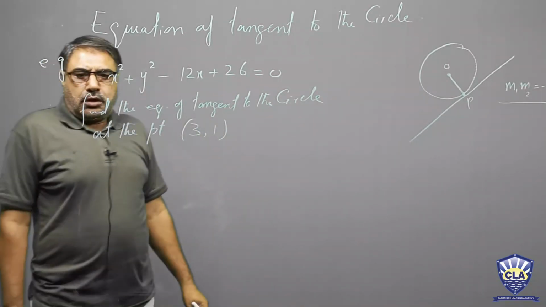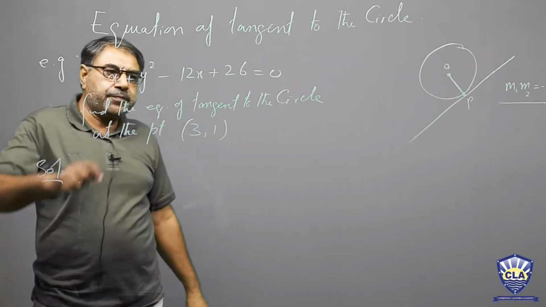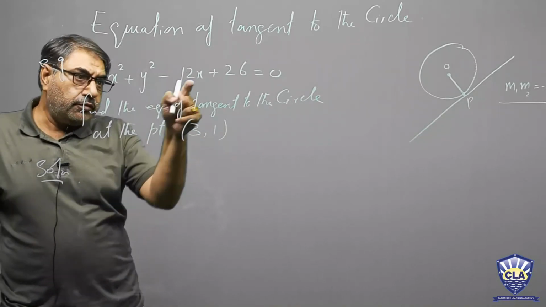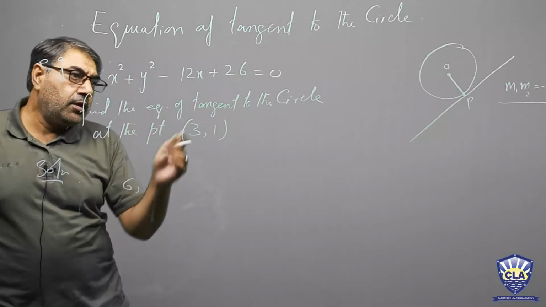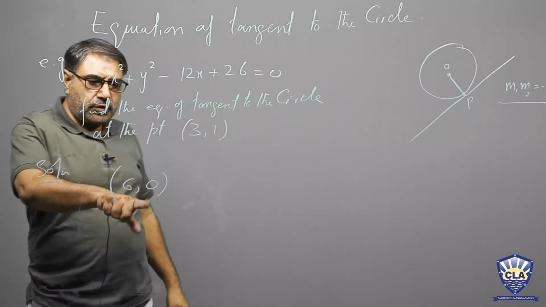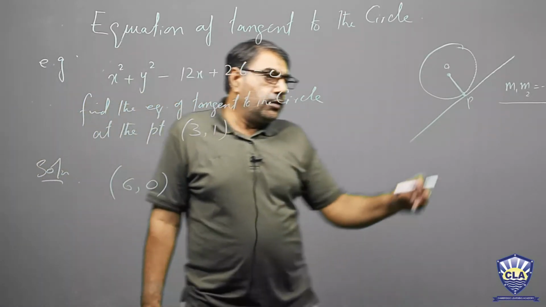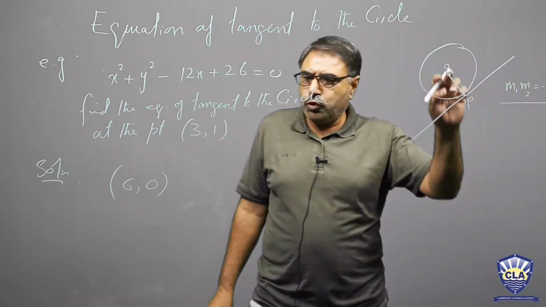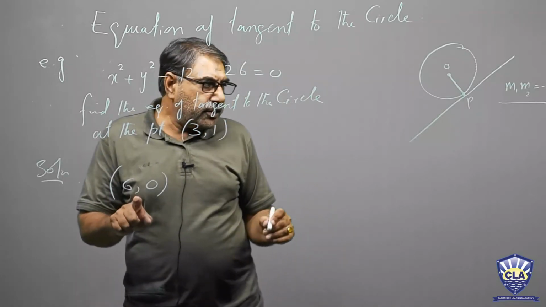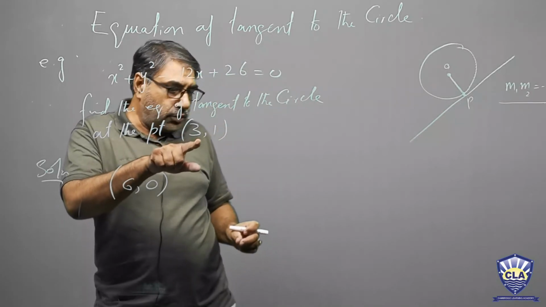Yes. Now solution is, first of all, find the center. Center is: change the sign, divided by 2, 6 comma, there is no y, so 6 comma 0 is the center of the circle. Now what is the radius? Is there any need of radius? No. We need the coordinates of this point. Now the coordinates of the center is 6, 0, and the coordinates of P is given to you, 3, 1.